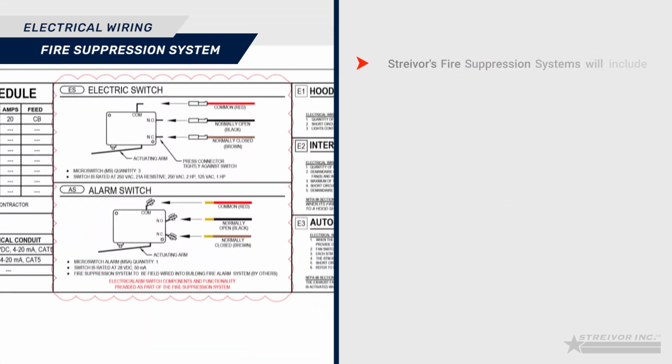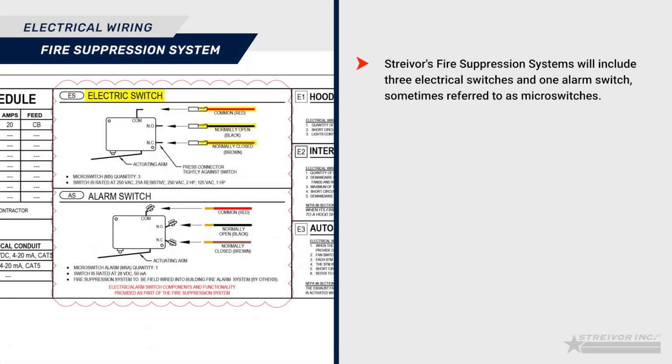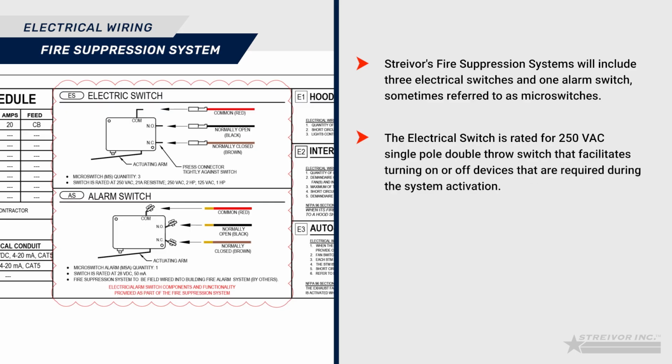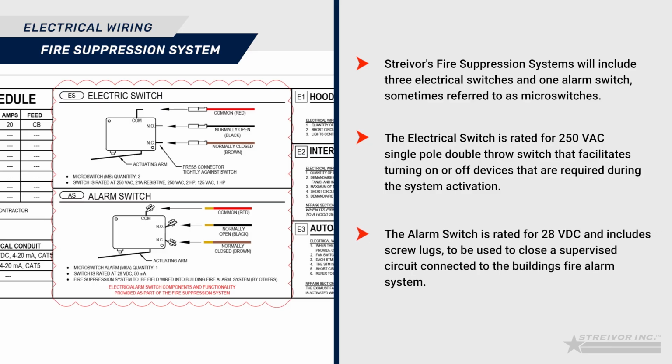Streivor's fire suppression systems will include 3 electrical switches and 1 alarm switch, sometimes referred to as microswitches. The electrical switch is rated for 250 VAC single-pole double-throw switch that facilitates turning on or off devices that are required during the system activation. The alarm switch is rated for 28 VDC and includes screw lugs to be used to close a supervised circuit connected to the building's fire alarm system.